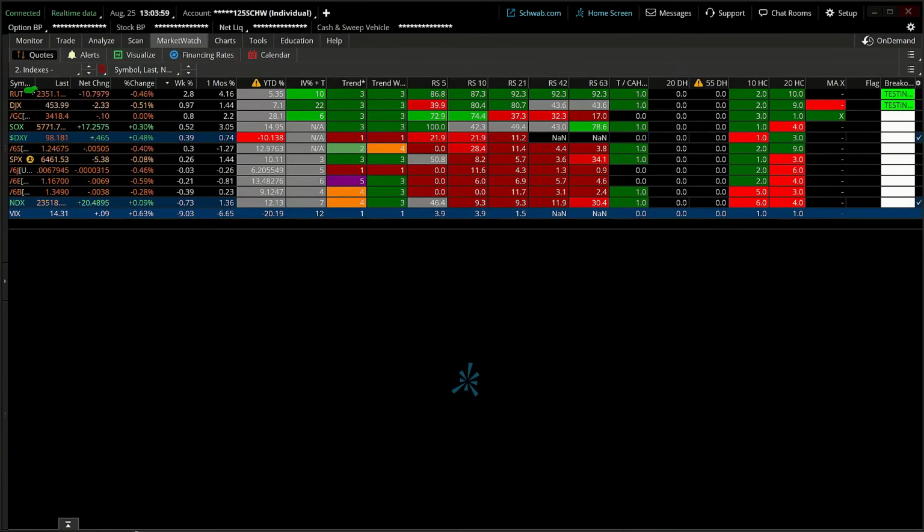Now, when you look at the Russell here, you're going to see that when we look at the relative strength, which is very important, it's looking at the price performance compared to the S&P 500, okay? So if we take a look at that price performance compared to the S&P 500, it's in that green color there, okay?